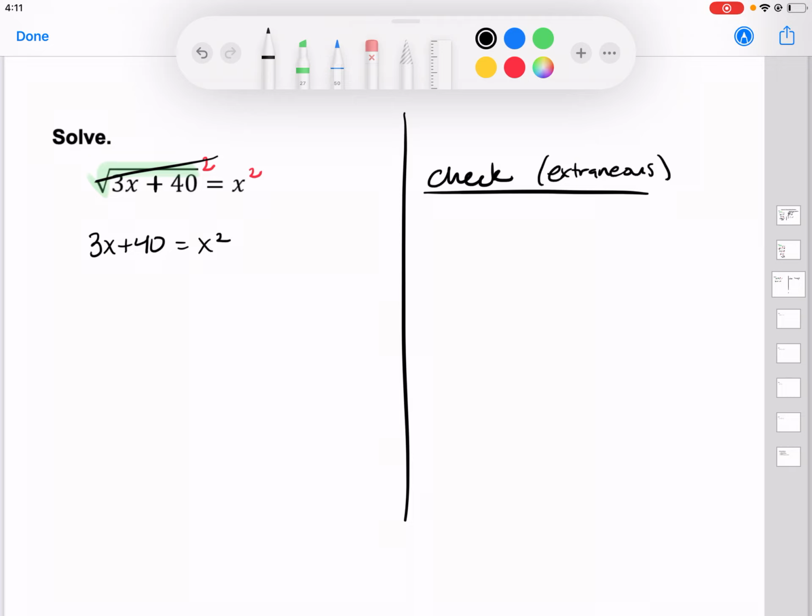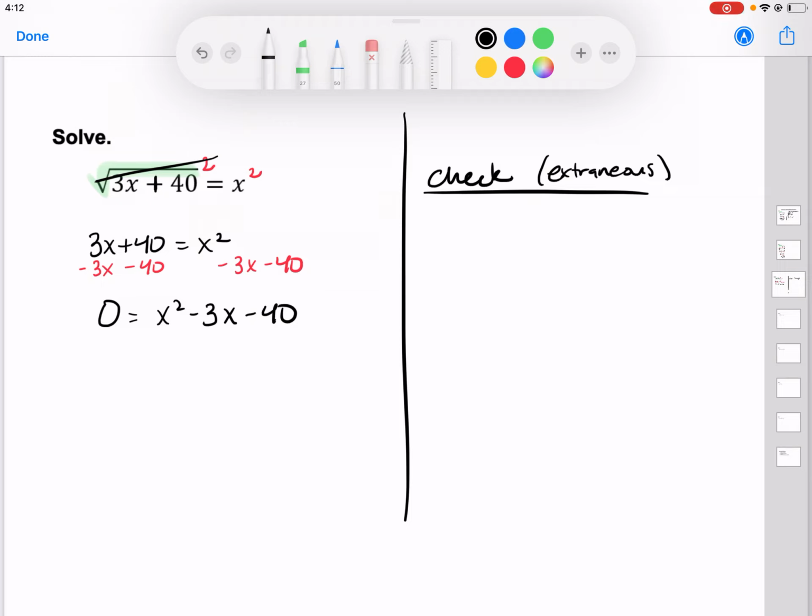Now if you see an equation like this where there's an x squared term and there's a term with just an x, that's a huge indication that we need to get it equal to 0. So I'm going to subtract everything onto one side, or move everything to one side. I personally like to keep the x squared term positive. It makes factoring easier. So we have 0 equals x squared minus 3x minus 40.